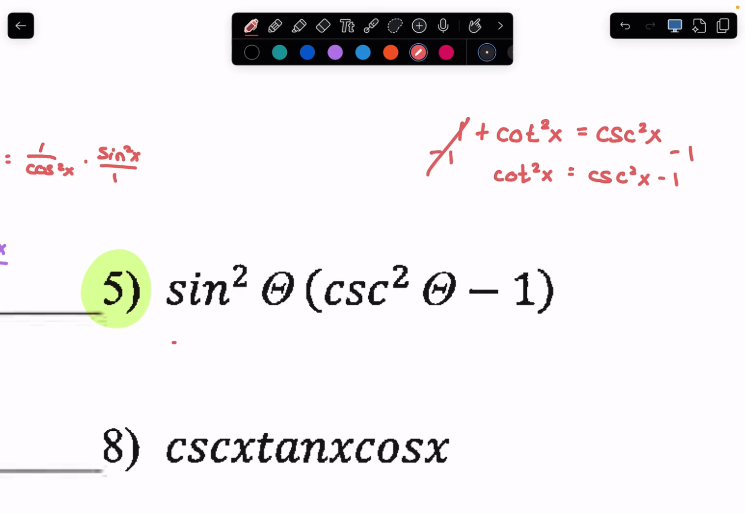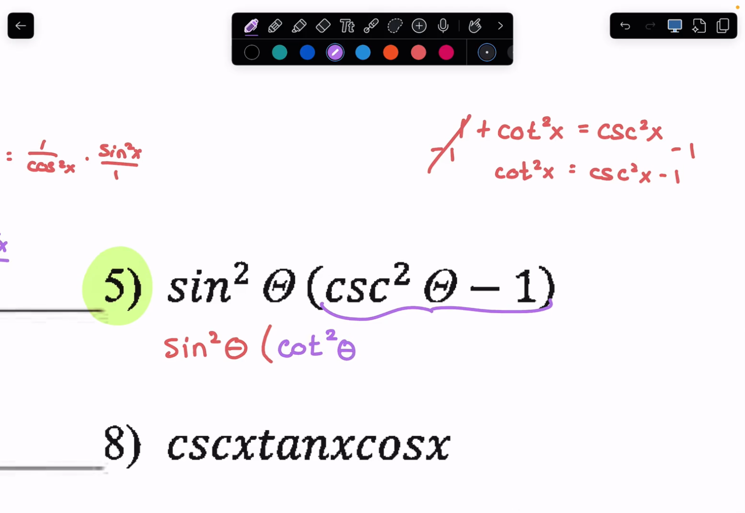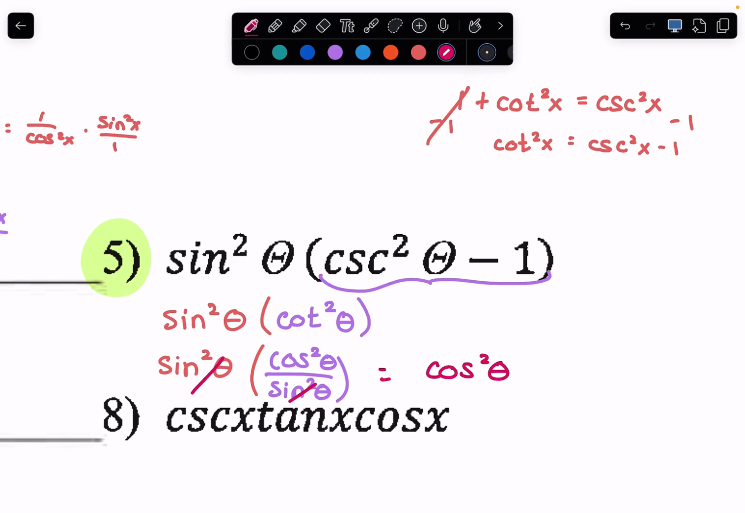Okay? So I can write this part as cotangent squared. I'm going to use the same theta, like that. Okay, then what do you think I'm going to do to cotangent? Change to sine, cosine. So it's what? Cosine over sine. What's my answer? Cosine squared theta.